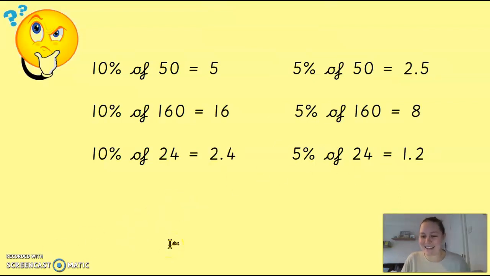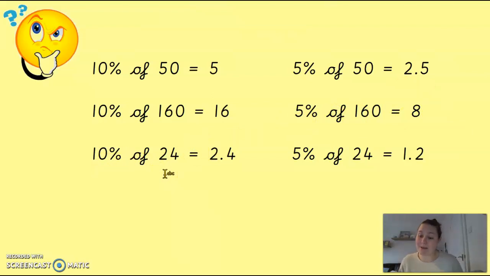Okay, so here are the answers. Hopefully you got these right. Let's take a look. We find 10% by dividing by 10. So 10% of 50 is 5. Then half that to find what 5% of 50 would be. 10% of 160 is 16. Half of 16 is 8. So that's 5%. 10% of 24.